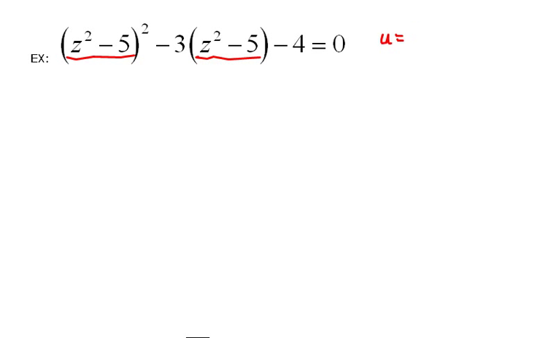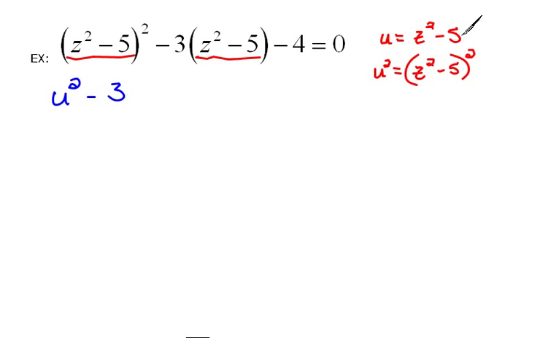I'm going to let u in this case be z squared minus 5. Now, if that is true, then if I were to square both sides, then z squared minus 5 squared would be the same thing as u squared. So I'm going to use this and substitute it in this problem. Instead of z squared minus 5 squared, I'm going to write this as u squared minus 3 times, instead of z squared minus 5, remember we called that u, minus 4 equals 0.